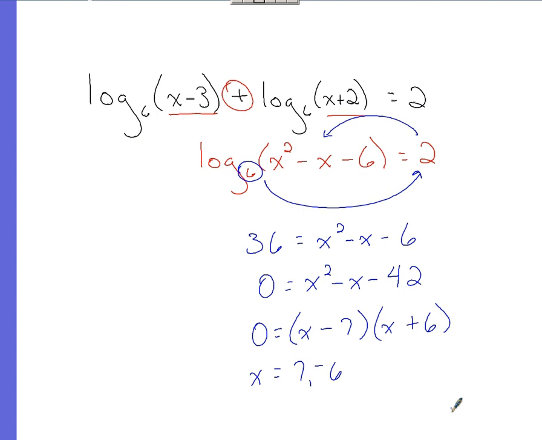Can we rule out either of those? If you plug in 7 for the x's, that should work out, but if you plug in the negative 6 for the x's, we do have a negative issue. So only x equals 7 works.